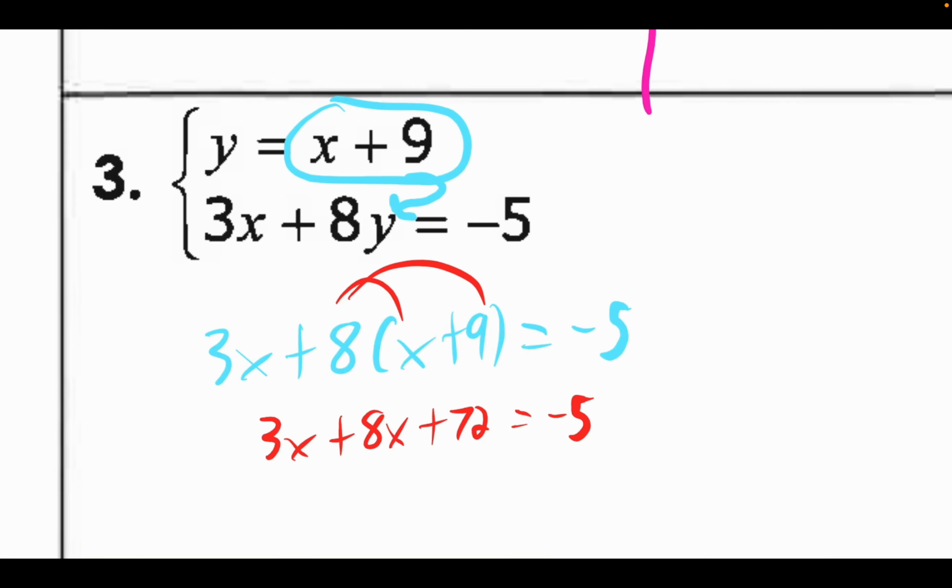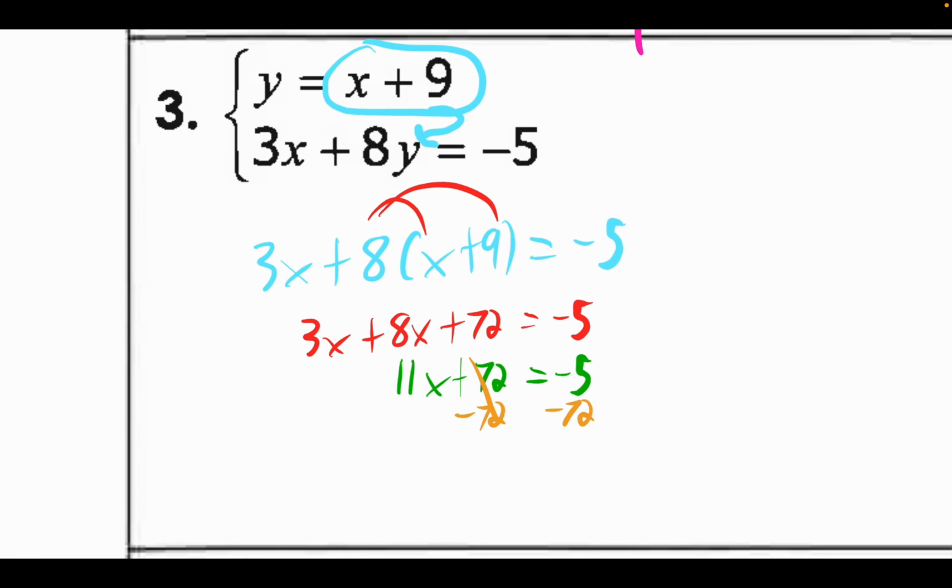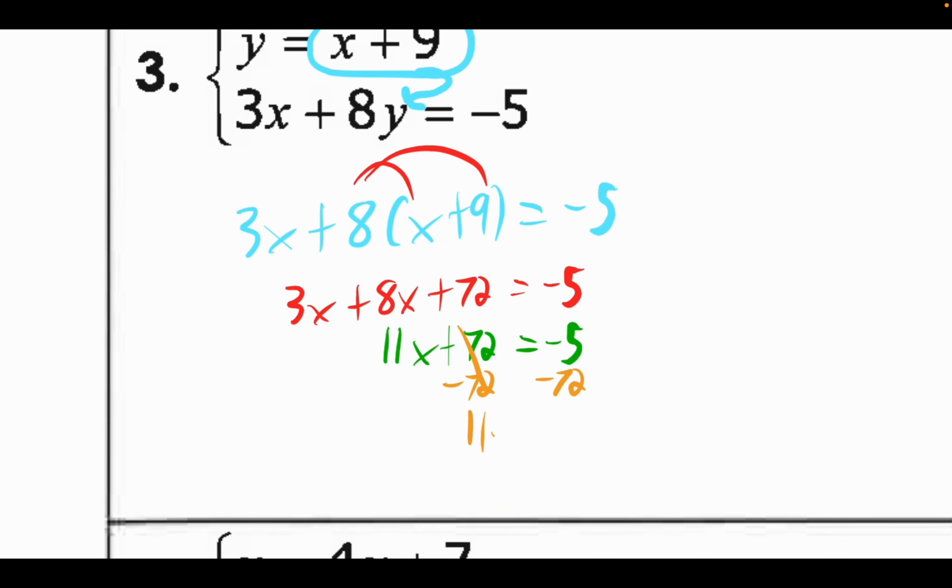And I go ahead and combine like terms, and I'll get 11x plus 72 equals -5. And if I subtract 72 on both sides, so that way my variables are on one side and my numbers are on the other, I get 11x equals -77. And dividing by 11, I get x equals -7.